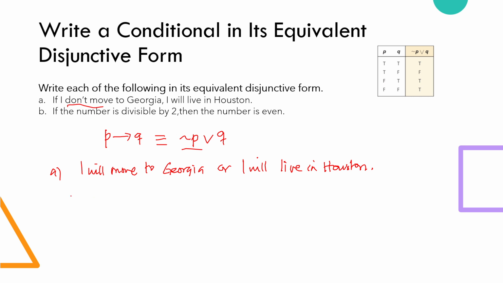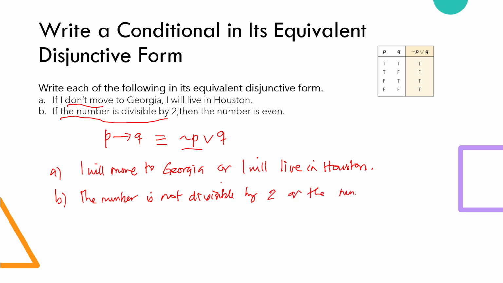And letter B, so we have here if the number is divisible by 2, then the number is even. So the negation for this one is the number is not divisible by 2, or the number is even.